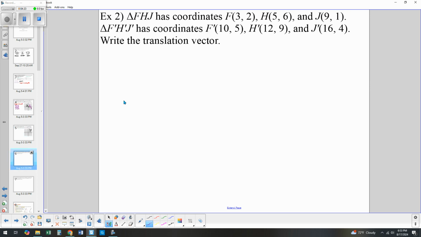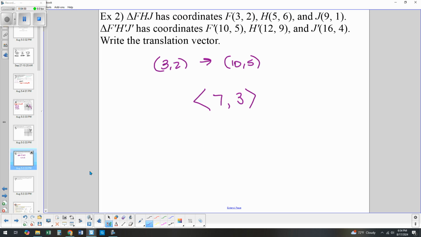So my next example, I'm given the coordinates of both the pre-image and the image. I know these are the image coordinates because they have their primes on them. They want me to write the translation vector. So I want to know how did I get from (3, 2) to become (10, 5), because F went to F prime. From 3 to 10, we increased by 7. So the first number is going to be a positive 7. And then we increased from 2 to 5 by 3. So the second number will be a positive 3. And that's our translation vector based on this pre-image and image.